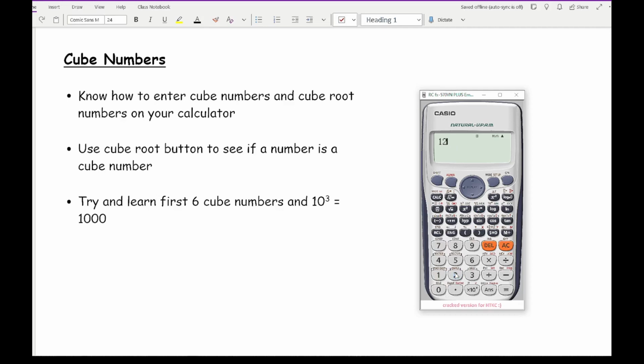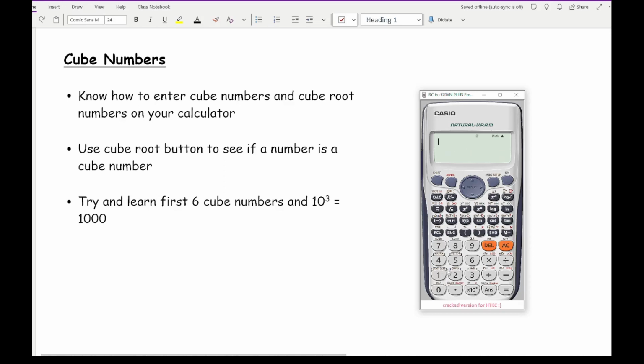So I'm entering 12 and then cubed, press equals, and that's what 12 cubed would be. If you want to check to see if a number is a cube number, then what you want to do is enter shift and then the cube root feature, and then just type in the number. So if I want to check to see if 124 is a cube number, press equals. If it gives you a decimal number, it's not a cube number. If it gives you a whole number, it is a cube number.